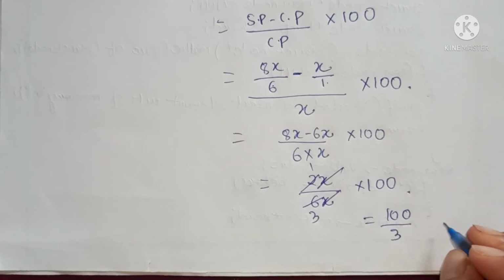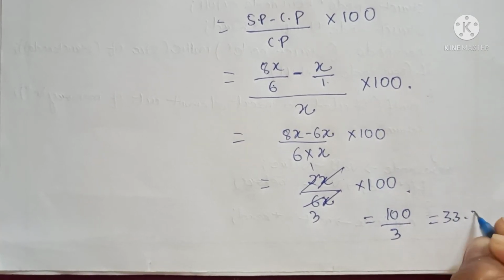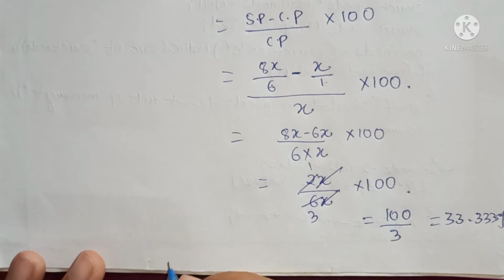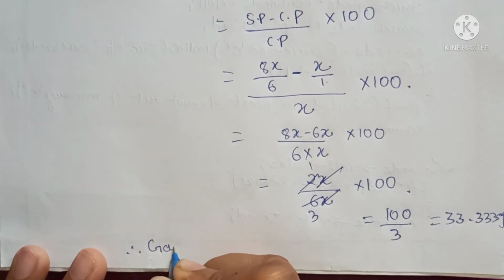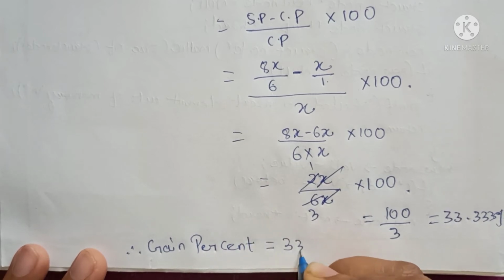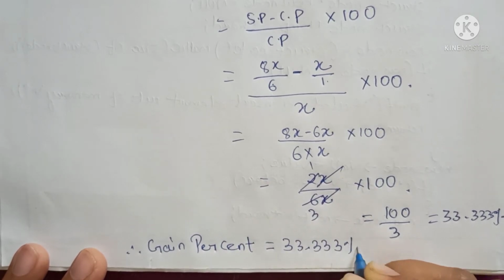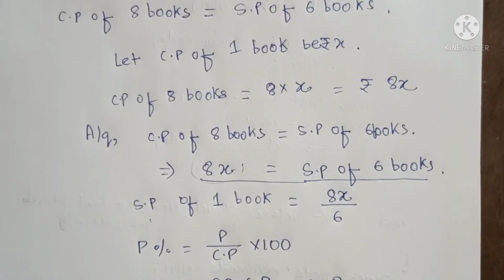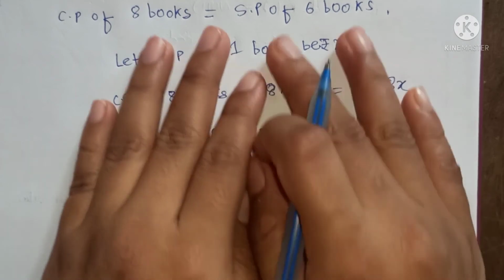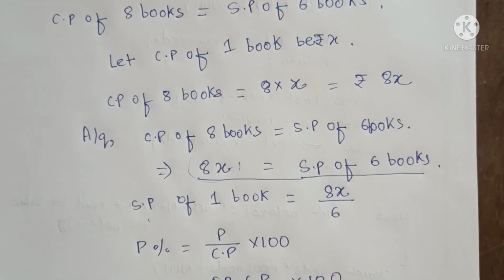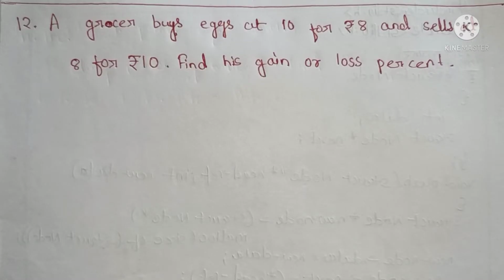If we divide 100 by 3, we'll get a number 33.333. It will continue. So we'll write 33.333 percent. So the gain percentage is equal to 33.333%. So it was easy, right? We will take the CP of one book as X and then accordingly we will solve. Try some questions like this. Thank you.